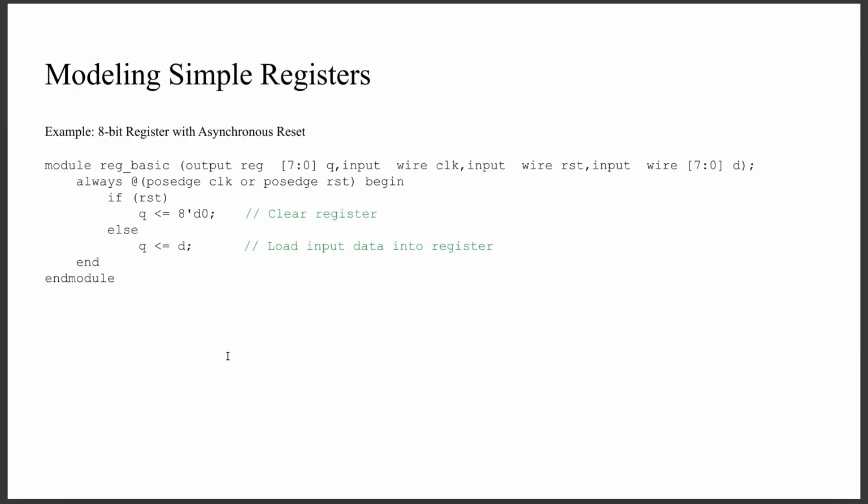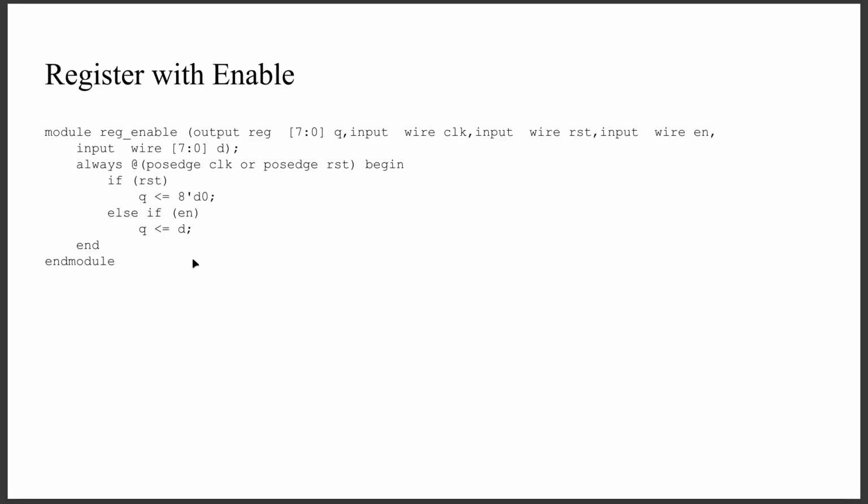So, modeling a simple register. We declare a module called register basic. At the change of every clock, if reset, we clear the register, else we set Q equal to D. We load input data into the register. Register with enable. Similar to last time, except if enable is true, we set Q equal to D.